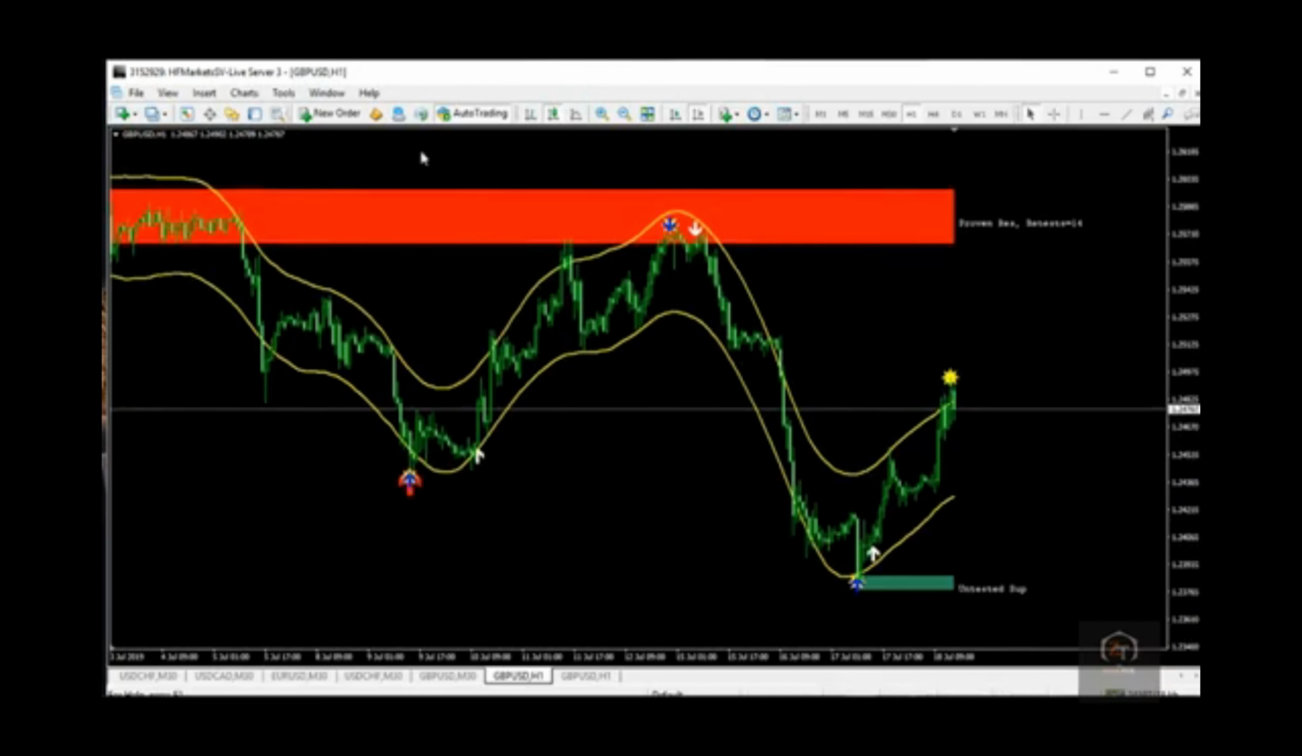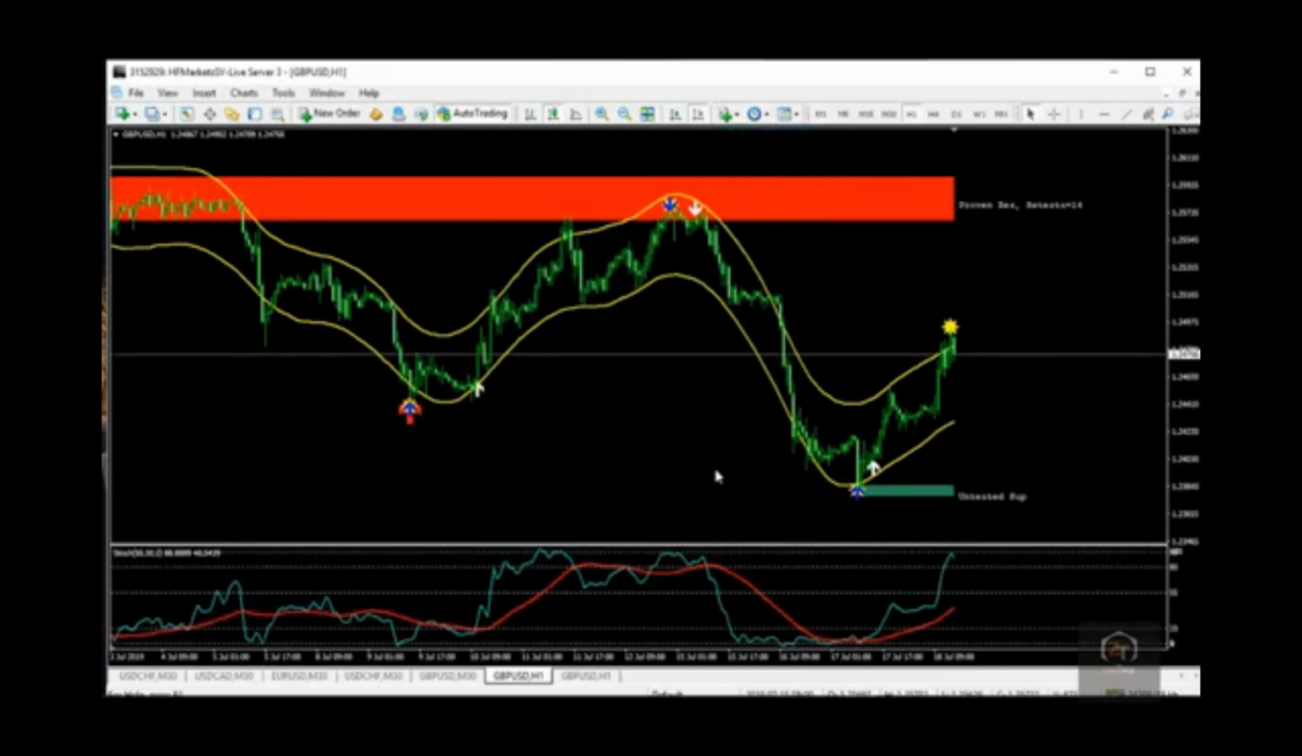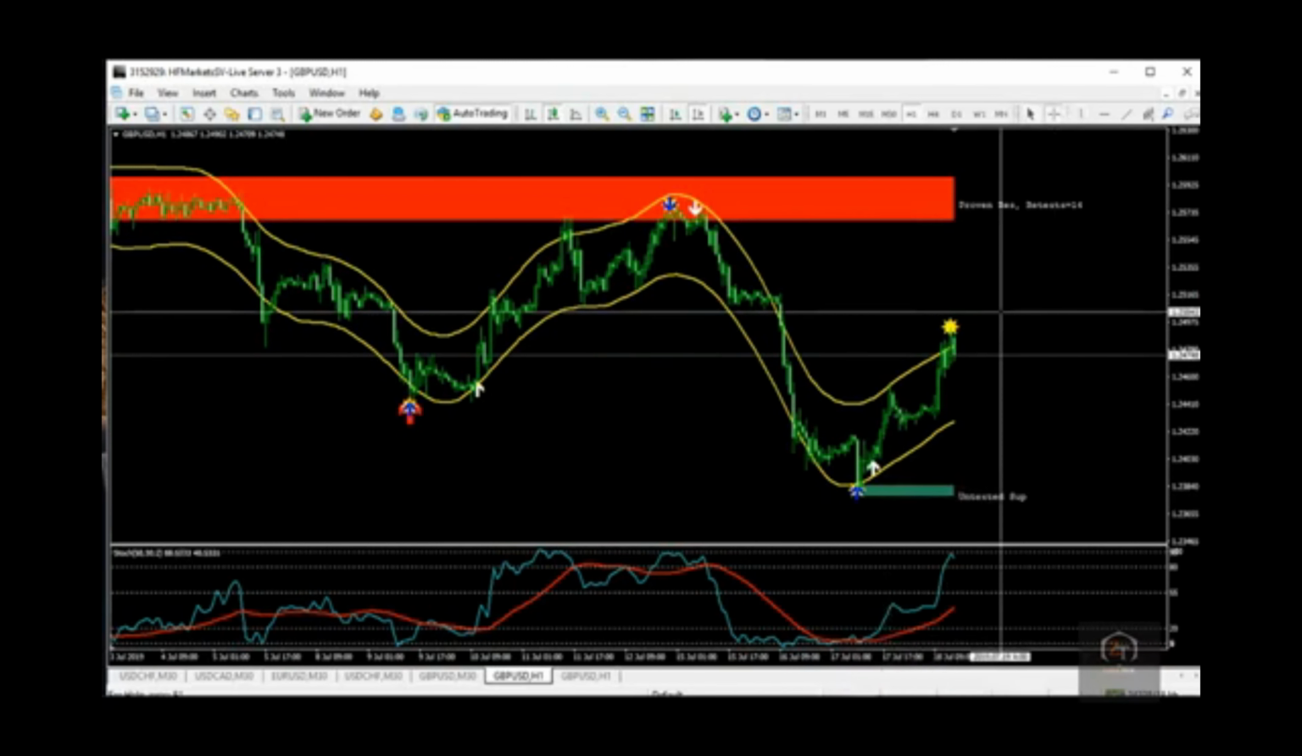Now let me add this normal stochastic oscillator I had added before. We have the sell, we have the buy, and a crossover above 80 and below 20. That's a good entry. And when the light green line crosses the red line, wait for it to cross over 20 before you pick a trade, which is somewhere here.